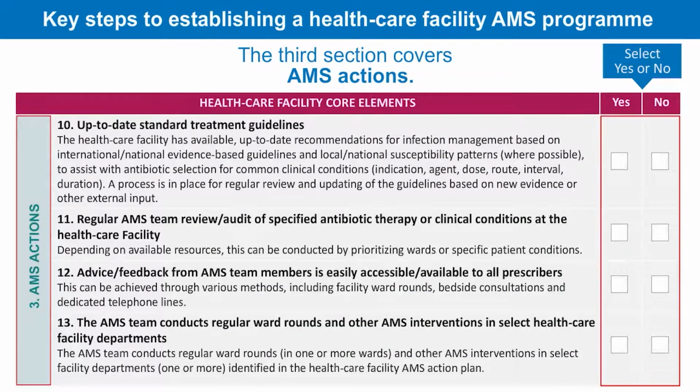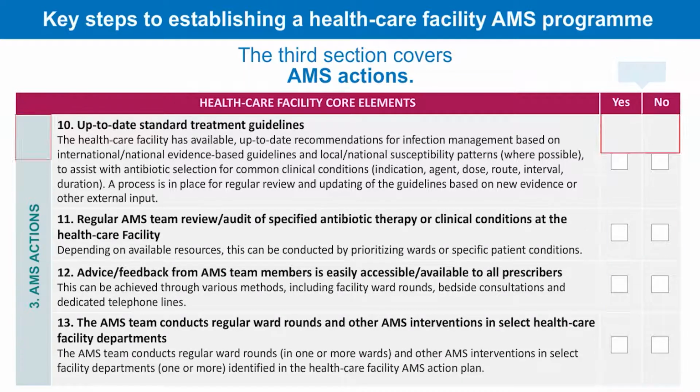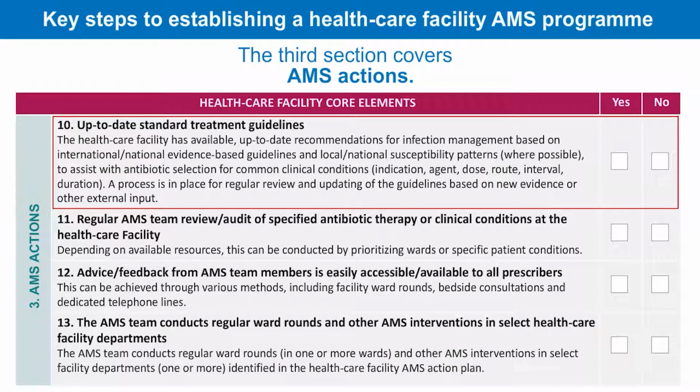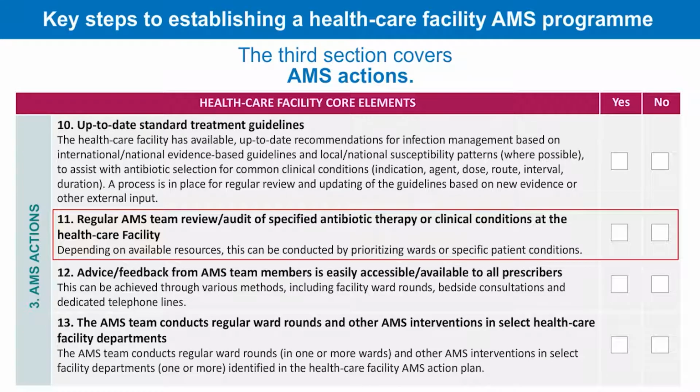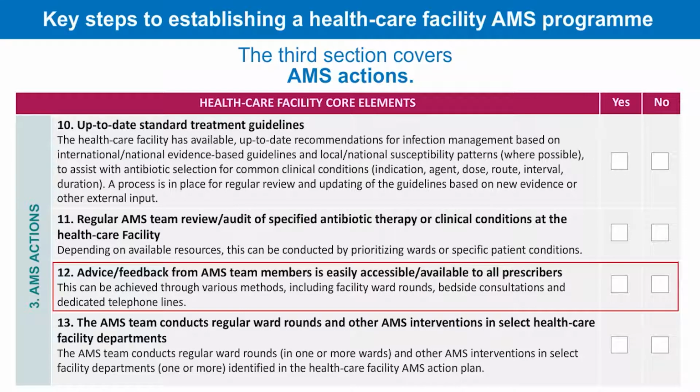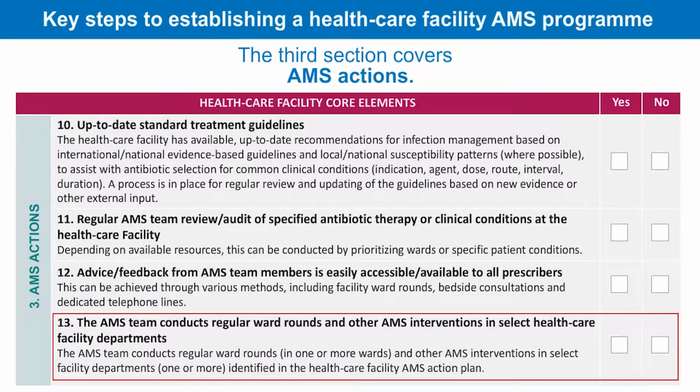The third section covers AMS actions. Examples of core elements in this section include: 10. The healthcare facility has up-to-date standard treatment guidelines. 11. Regular AMS team review or audit of specified antibiotic therapy or clinical conditions at the healthcare facility are being conducted. 12. Advice or feedback from AMS team members is easily available to all prescribers. 13. The AMS team conducts regular ward rounds and other AMS interventions in select healthcare facility departments.